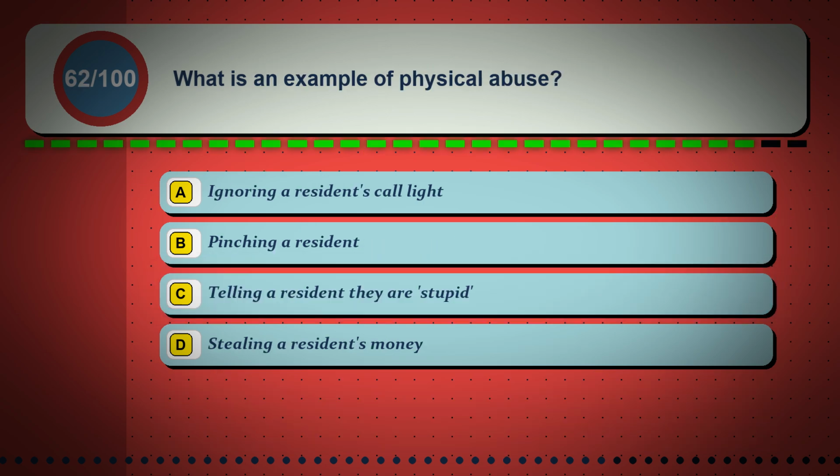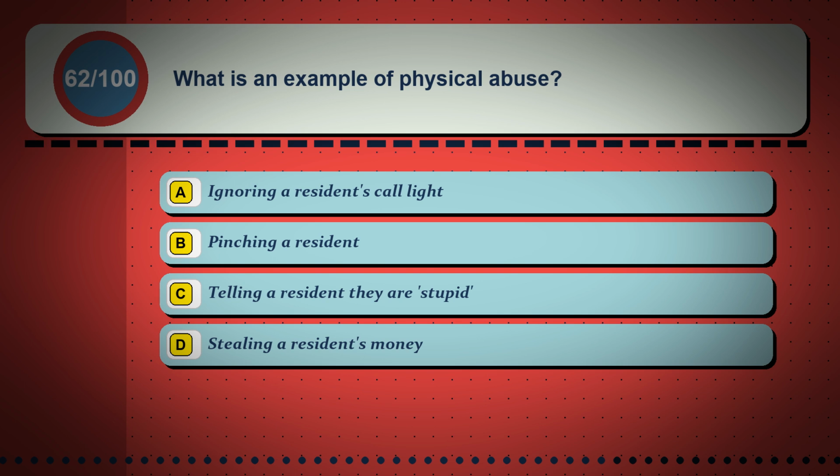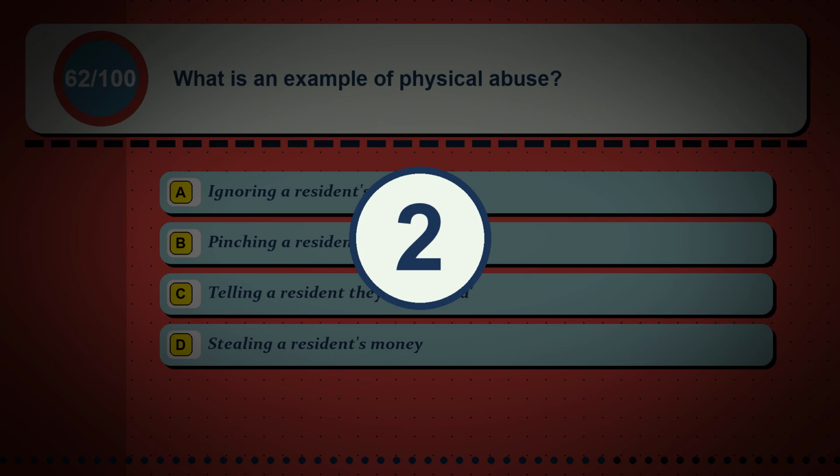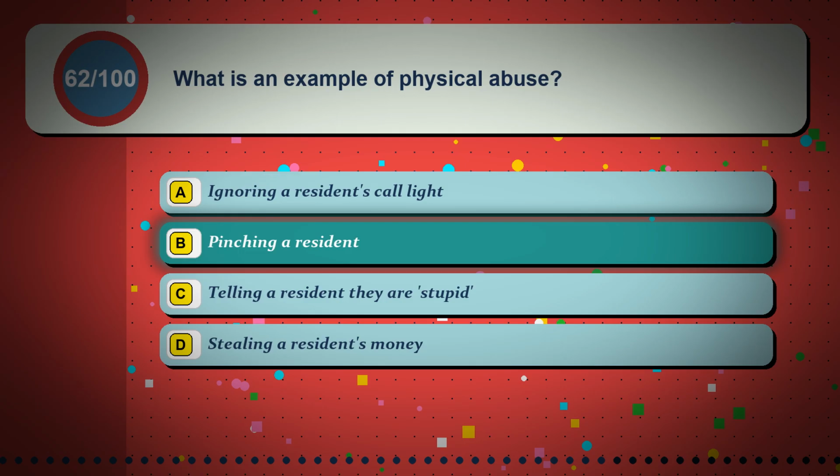Question 62. What is an example of physical abuse? Option A, ignoring a resident's call light. Option B, pinching a resident. Option C, telling a resident they are stupid. Option D, stealing a resident's money. The correct answer is option B, pinching a resident.